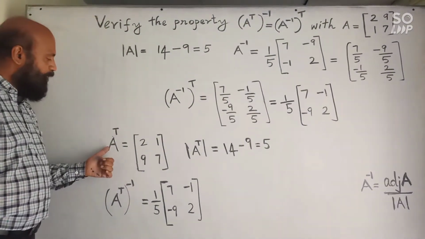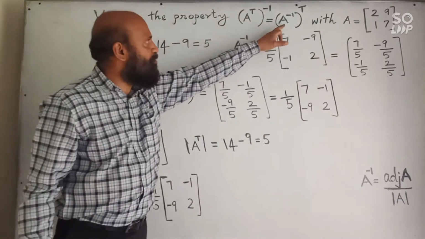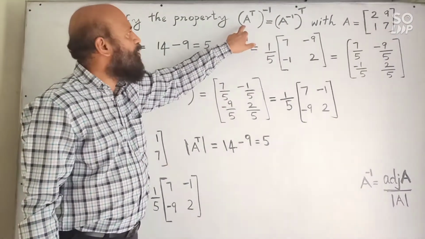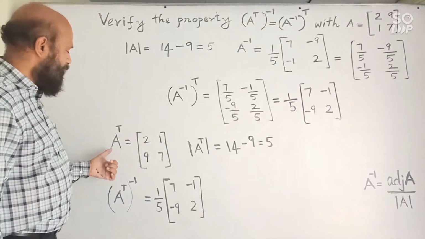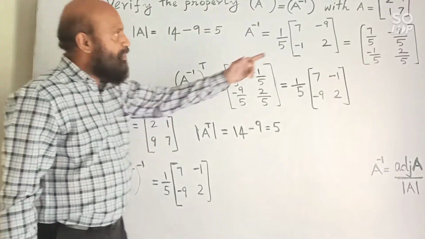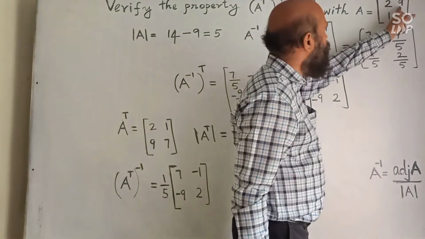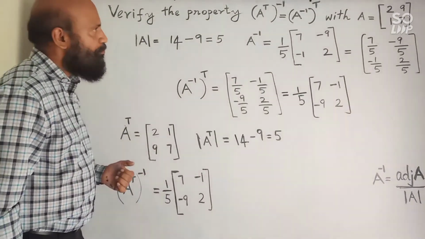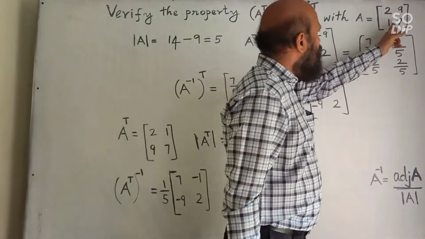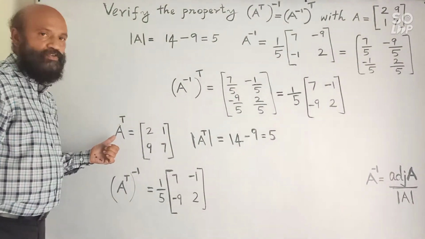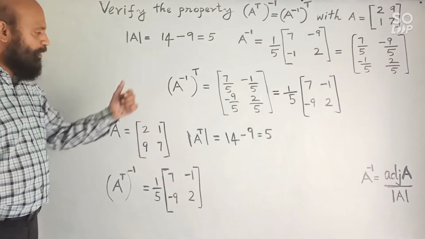You take the transpose first. First we got this side, A inverse transpose. Now we have to get this side. So you take the transpose of that matrix. A transpose is, take the transpose of this matrix. First row is written as the first column. Second row is written as the second column. So we first found out the transpose of that matrix.